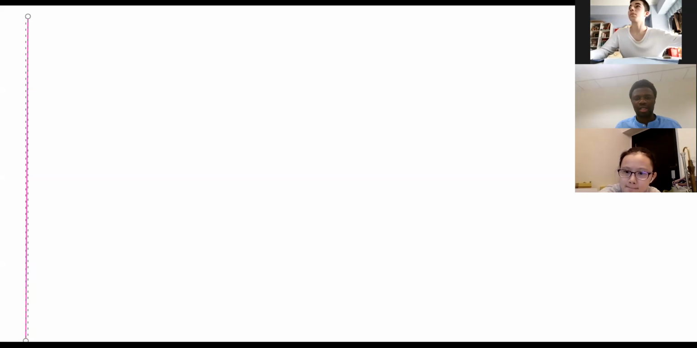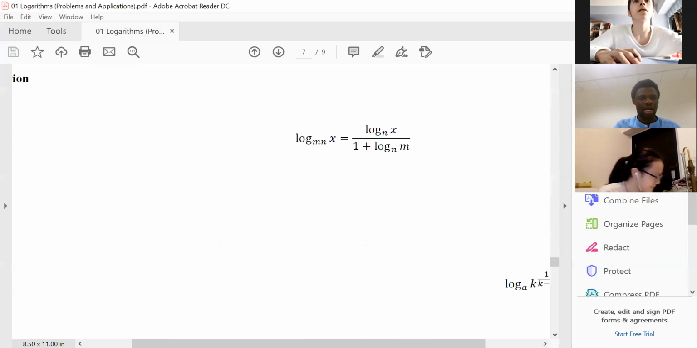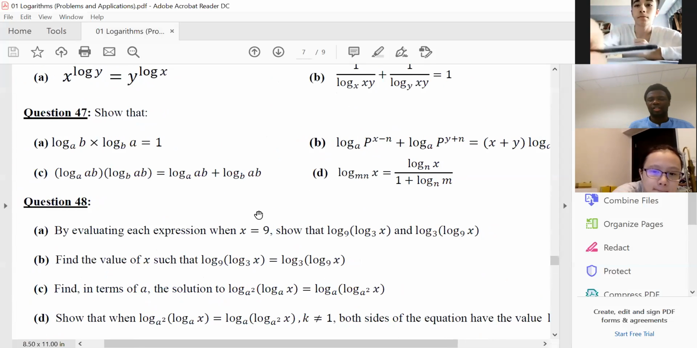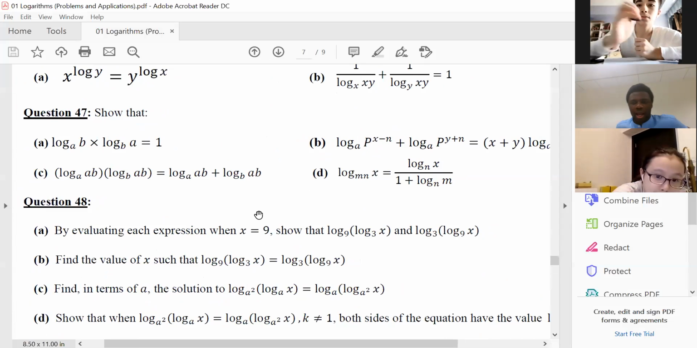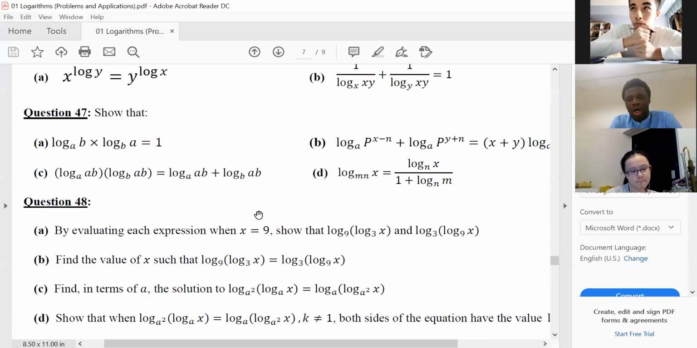Okay, so question 47D. We show ourselves what the question says. That's the question it's talking about. Show that log x base mn is the same as log x base n divided by 1 plus log m base n.